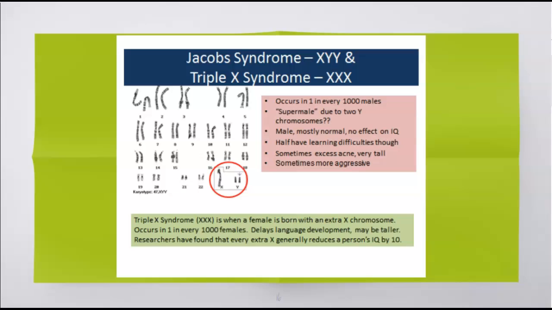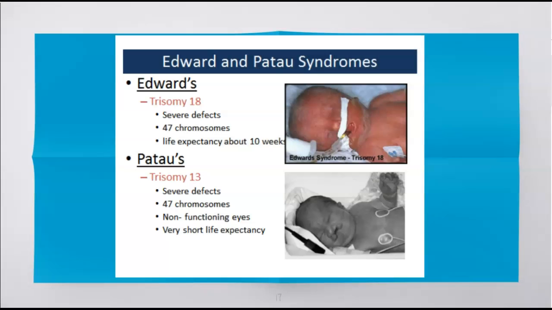Triple X happens to 1 in every 1,000 females. The thing is that it delays language development. They may end up being taller, and it turns out that having an extra X may reduce a person's IQ by 10.